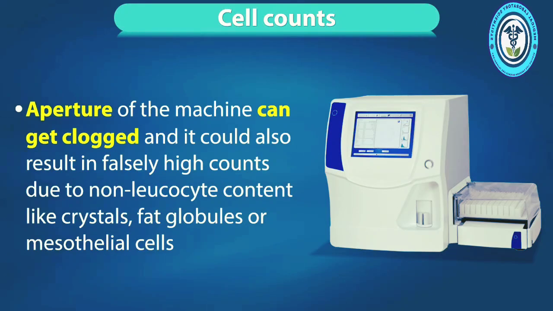But it is important to remember that the aperture of the machine can get clogged, and it could result in falsely high counts due to non-leukocyte content like crystals, fat globules, or mesothelial cells.